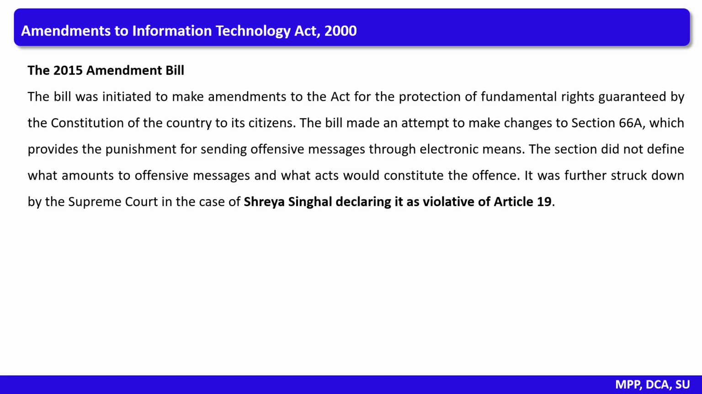Now let us talk about the 2015 Amendment Bill. The bill was initiated to make amendments to the Act for the protection of fundamental rights guaranteed by the Constitution of India to its citizens. The bill made an attempt to make changes to Section 66A, which provides for the punishment for sending offensive messages through electronic means. The section did not define what amounts to offensive messages and what act would constitute the offense. It was further struck down by the Supreme Court of India in the case of Shreya Singhal, declaring it as a violation of Article 19(1)(a), that is, freedom of speech and expression.